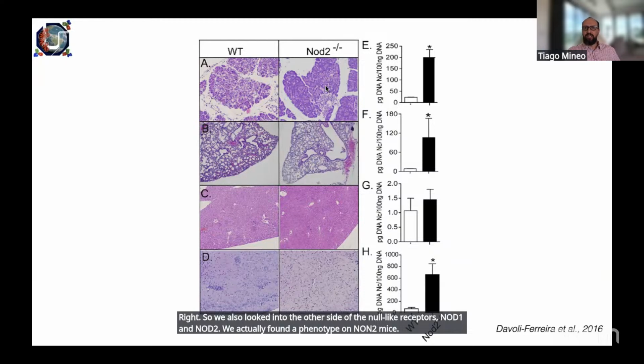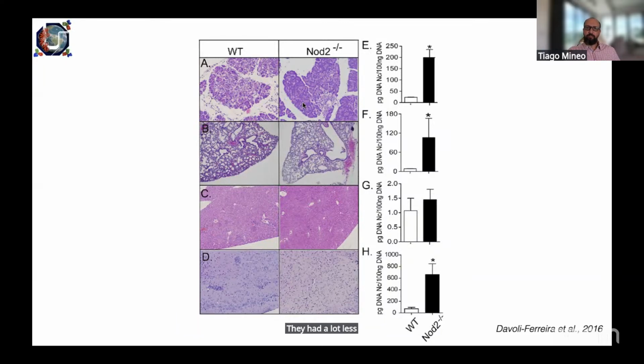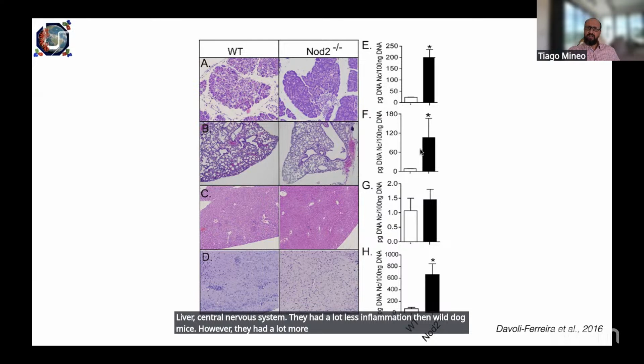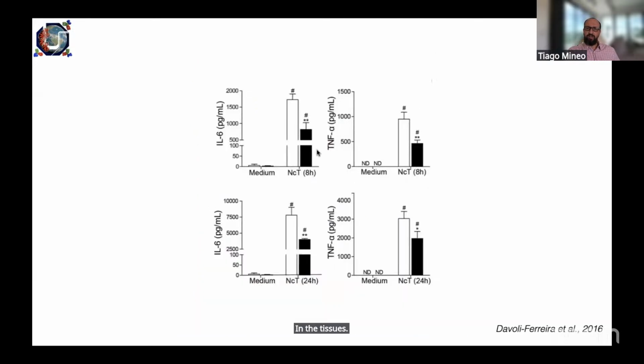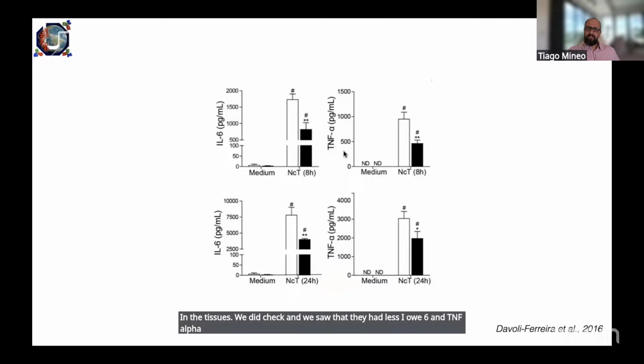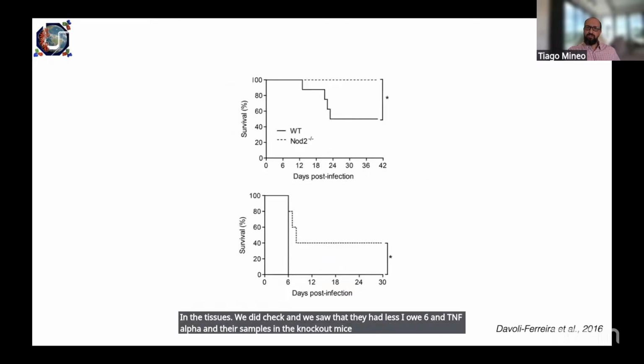They had a lot less inflammation in the pancreas, lungs, liver, and central nervous system than wild-type mice. However, they had a lot more parasites in the tissues. We did check, and we saw that the knockout mice had less IL-6 and TNF-alpha in their samples, which was also striking to us.